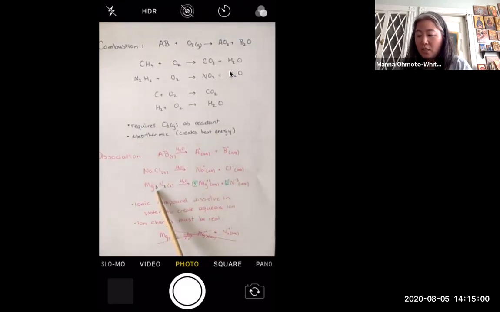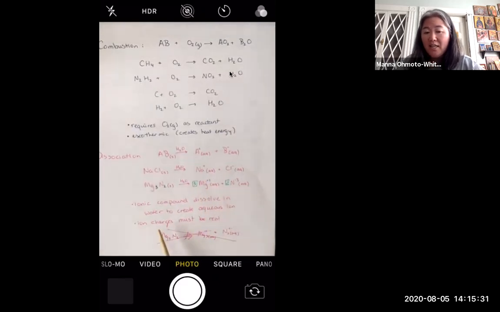You'll notice that the subscripts on the left end up being the coefficients on the right. So if I have Mg3N2, I'm going to create 3Mg2+ plus 2N3-. The subscripts do not carry over to this side, but they often become coefficients when they are dissociating. So ionic compounds have to dissolve in water. They create aqueous ions, so the charge and the (aq) have to be there.